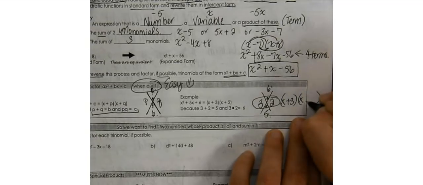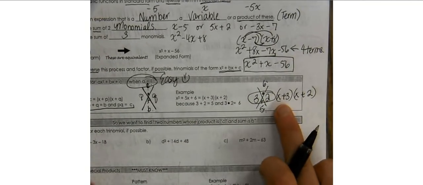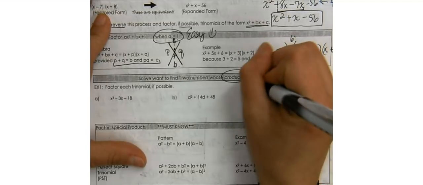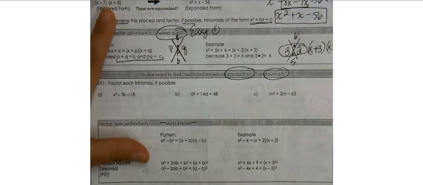So when we factor, we're going to split apart the x squared into an x and an x. And whatever the sign is, that's going to be our answer, plus 3 and plus 2. And the parentheses can go in any order. You could have x plus 2 first and then x plus 3. So we want to find two numbers whose product is c and whose sum is b. That's what we want to find.